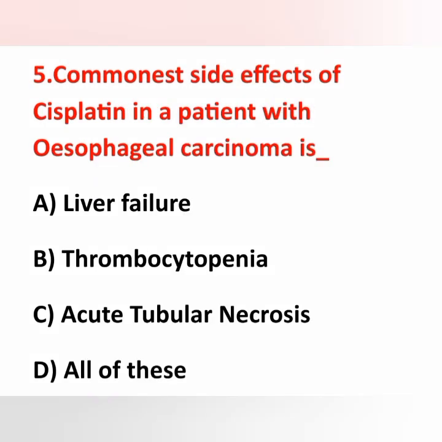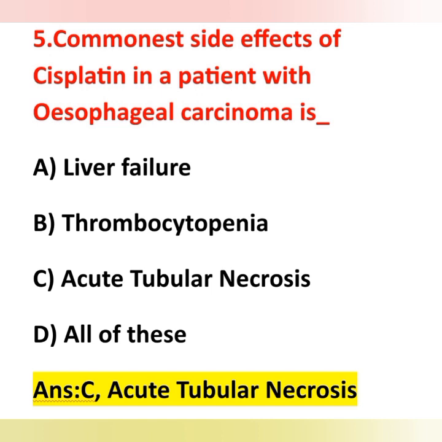Question number 5. Commonest side effect of cisplatin in a patient with esophageal carcinoma is. And the options are option A liver failure, option B thrombocytopenia, option C acute tubular necrosis and option D all of this. Our question is which is the common side effect of cisplatin in a patient with esophageal carcinoma? And the correct answer for this question is option C, acute tubular necrosis.